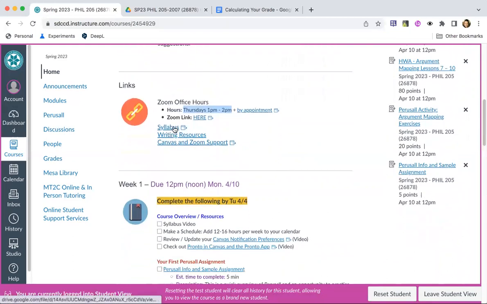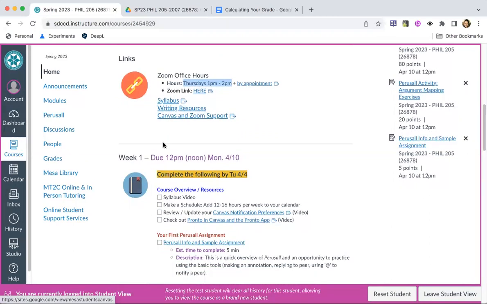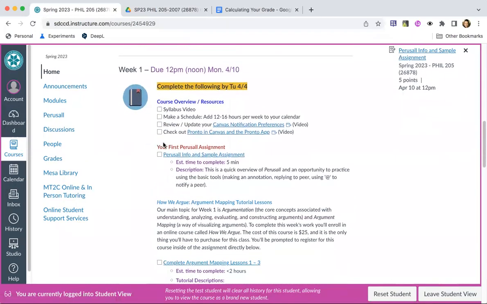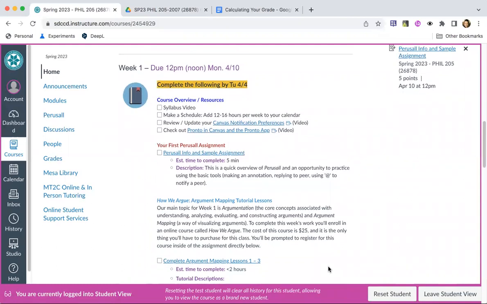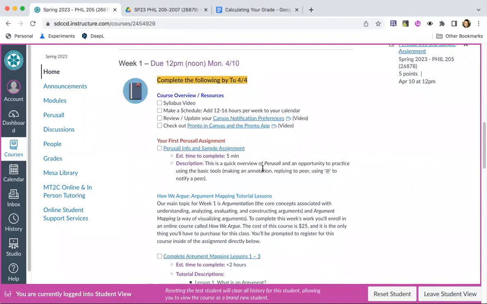There will always be a link to the syllabus, to a collection of writing resources that I've hand selected and think are great. There will be Zoom support here. Then everything you'll need to do for the week, or sometimes organized by 2 weeks at a time, or even 3, will be on the homepage in order and with some amount of description, just so you can see what to expect.